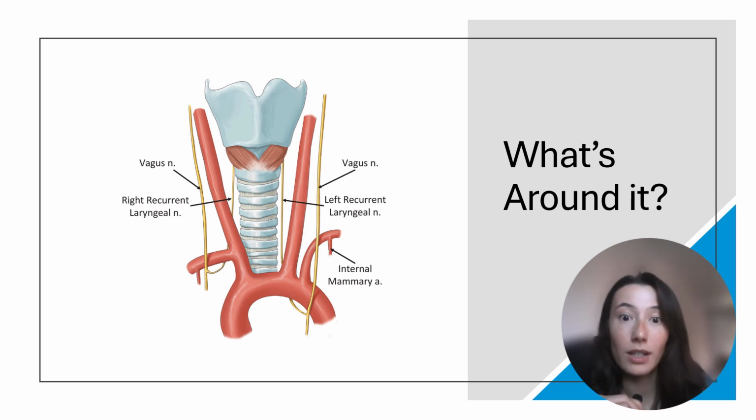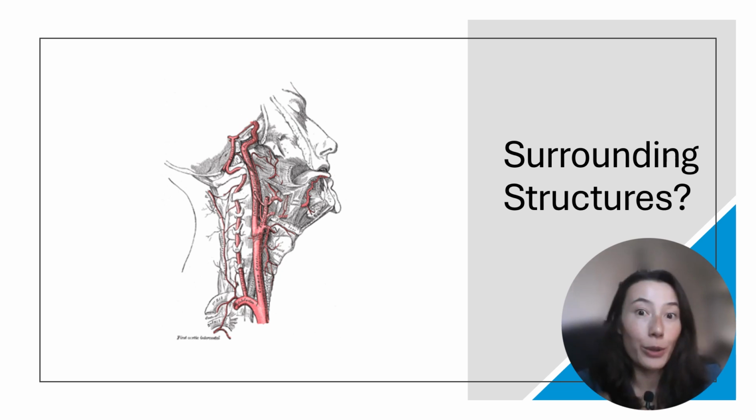And we can also see how the vagus nerve and the recurrent laryngeal nerve have some sort of important, interesting relationships relative to these arteries. And so you can see how they swoop underneath the arteries and connect. So here we're going even more into depth.